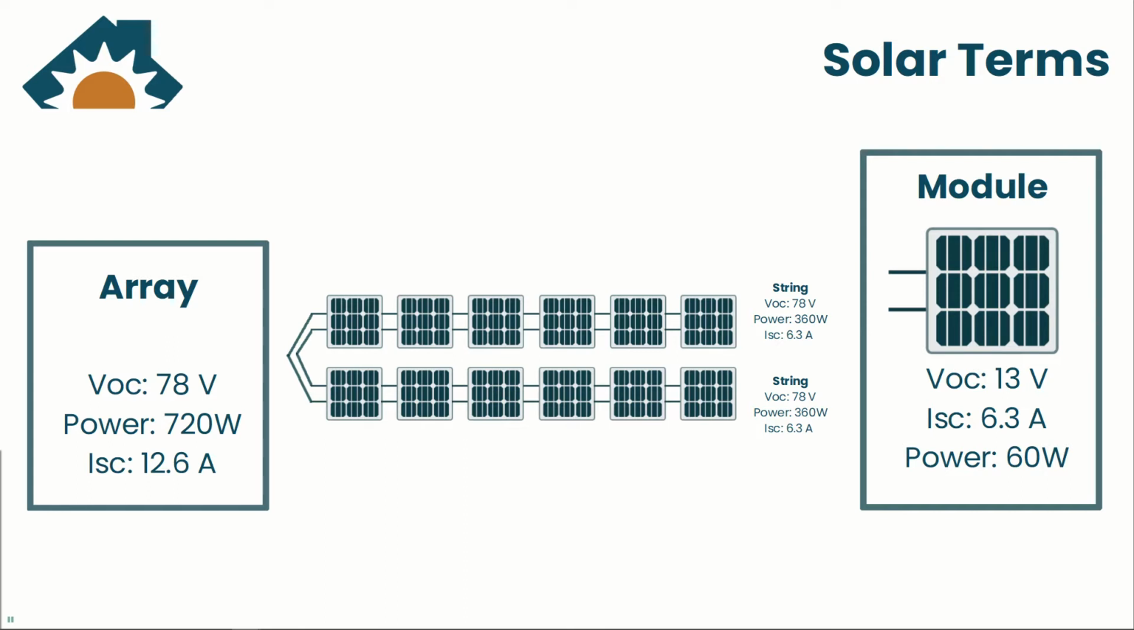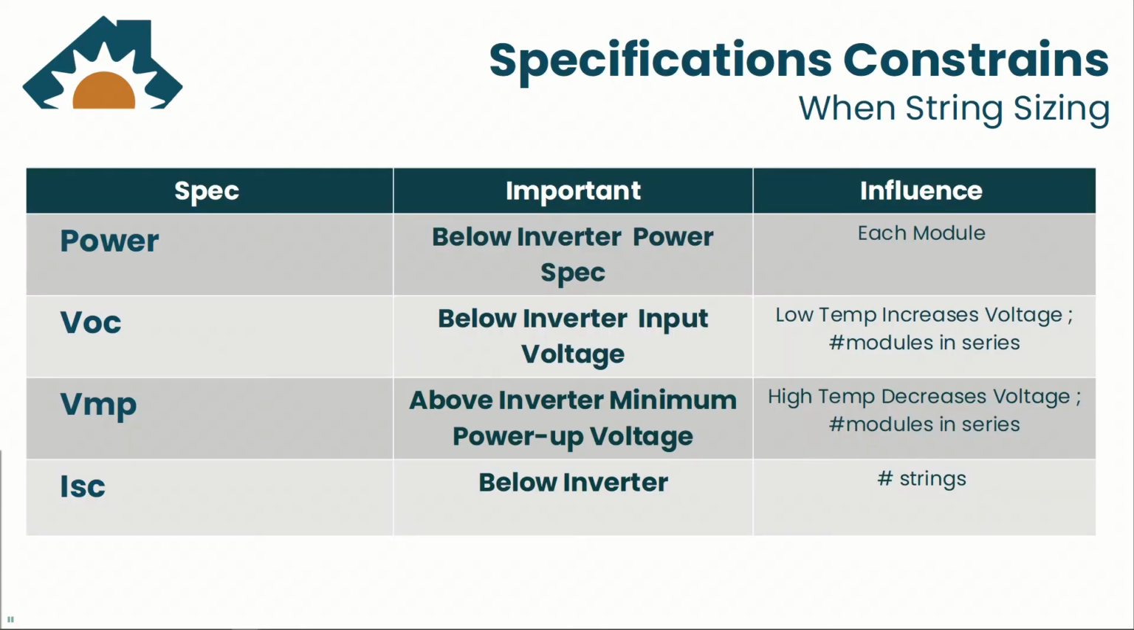String sizing is making sure your array is maximizing the inverter or the solar charger without exceeding the inverter limits. That is what string sizing is. Here are the important specs when we are string sizing. Power is the power per module. Each module will add to the total power. We need to make sure that we don't connect more than the inverter max power.